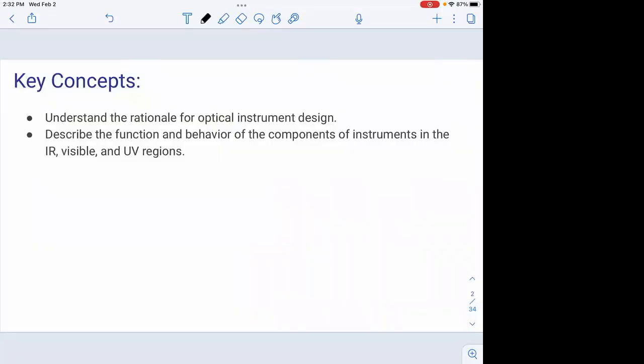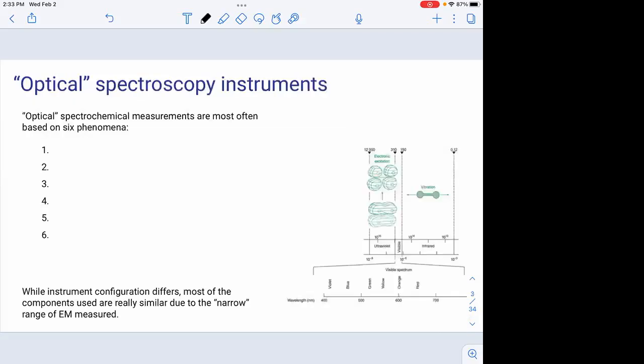So key concepts for this week's videos are to understand the rationale for optical instrument design and describe the function and behavior of some of the components that you might find in instruments that use radiation from the IR, visible, and UV regions to interrogate a chemical system. We call it optical spectroscopy, of course, because we are using light to interrogate a chemical system.